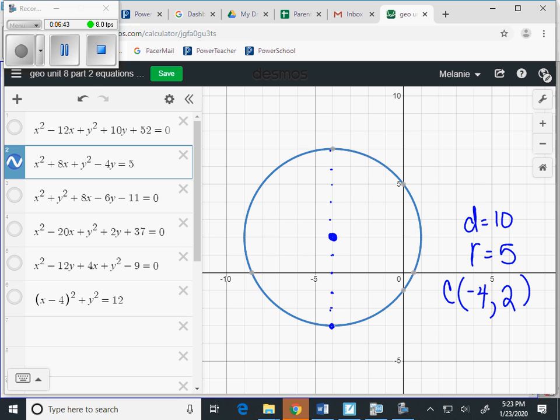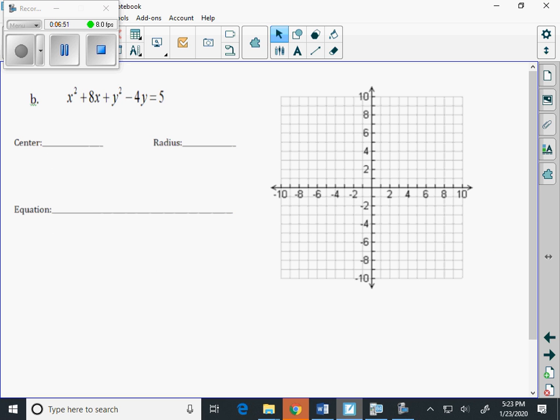Again, I'm going to erase this. You can write that on your paper, but I need to go back to my smartboard file to write that in my paper. And we just said negative 4, 2.